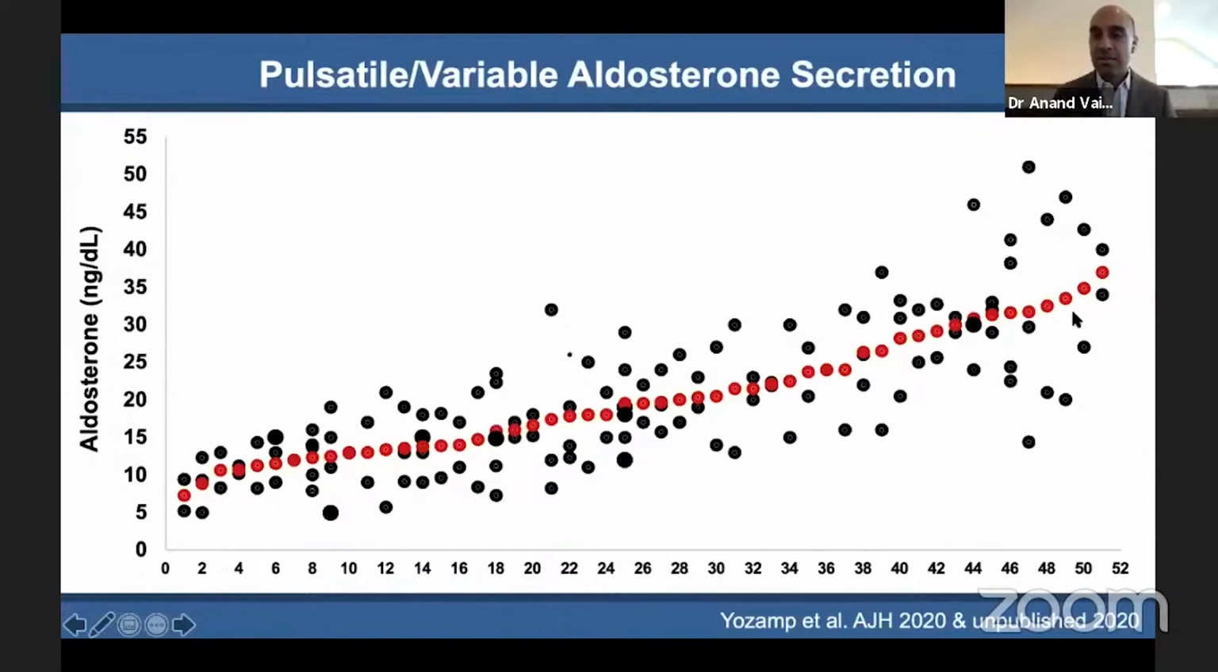So what you can see, for example, this patient has a mean aldosterone value of 30 nanograms per deciliter, but on one day, the aldosterone can be as high as 50, and on another day, it can be as low as 15. Here's a patient with a mean aldosterone value of 15 nanograms per deciliter, but on one day, it's as high as 35, and another day, it's as low as 7 nanograms per deciliter. And you can see the range can go from 5 all the way to 50 nanograms per deciliter.